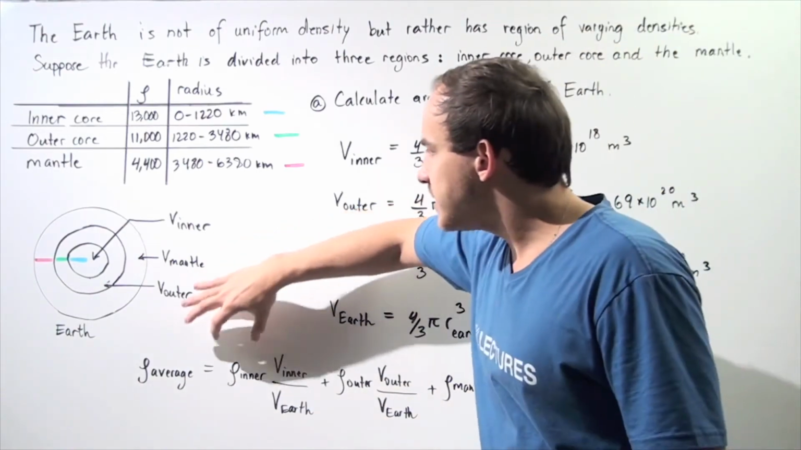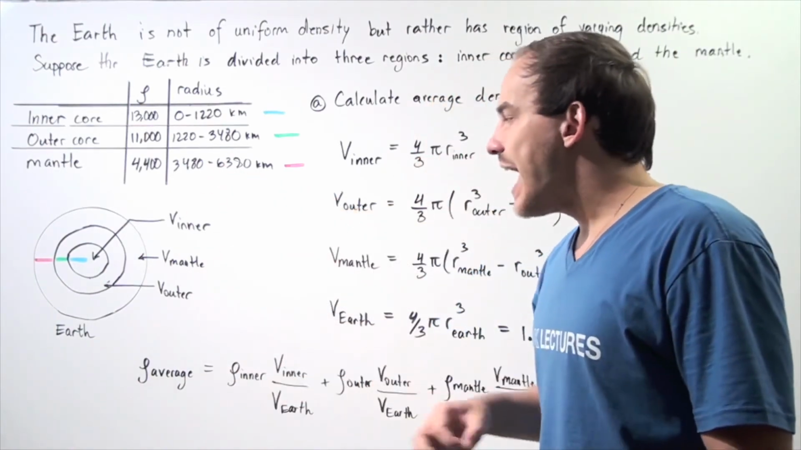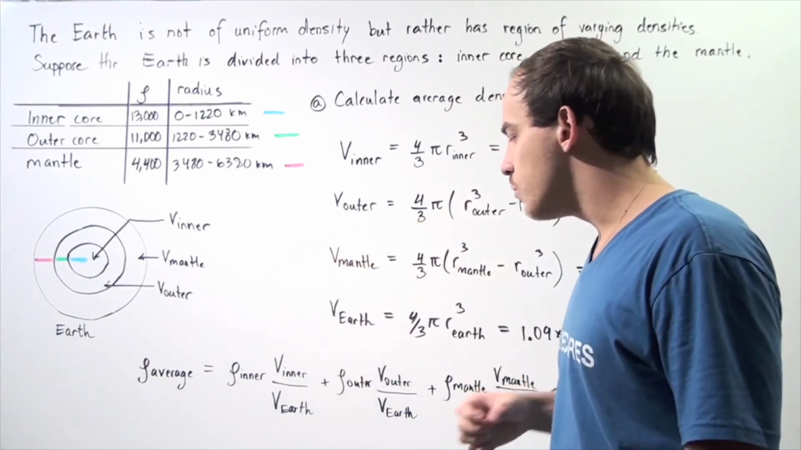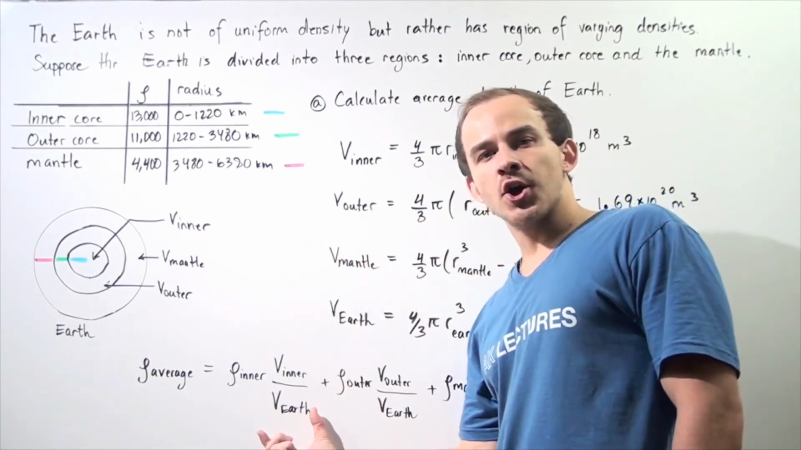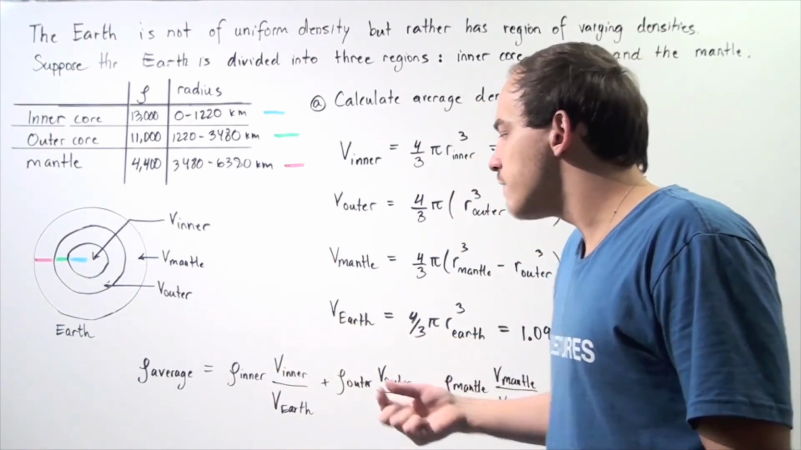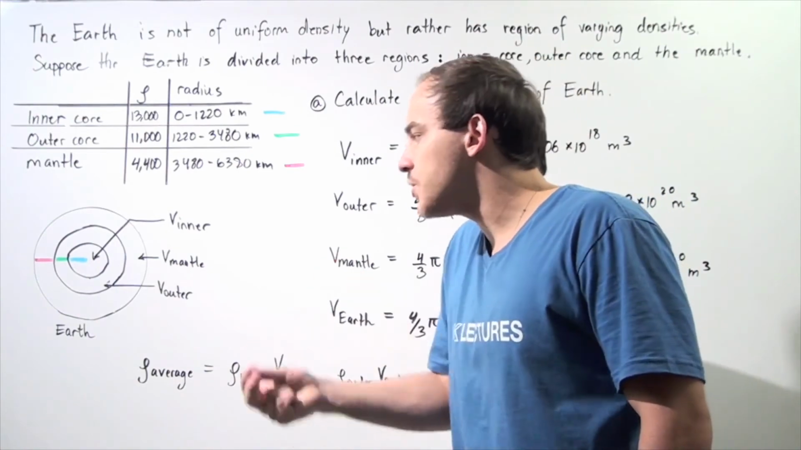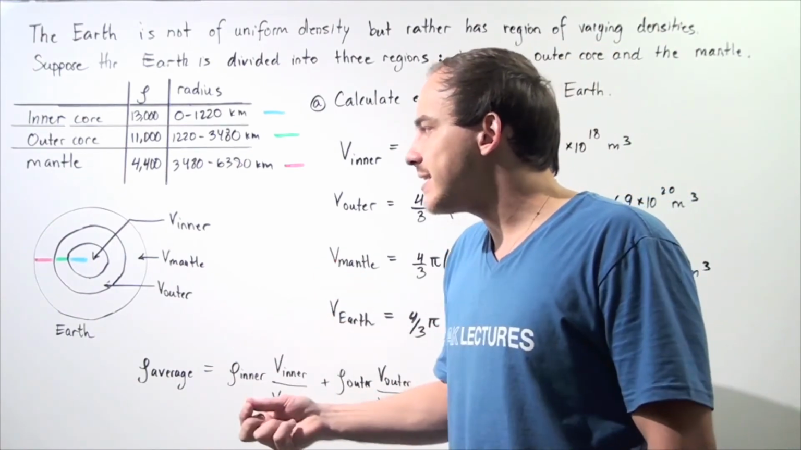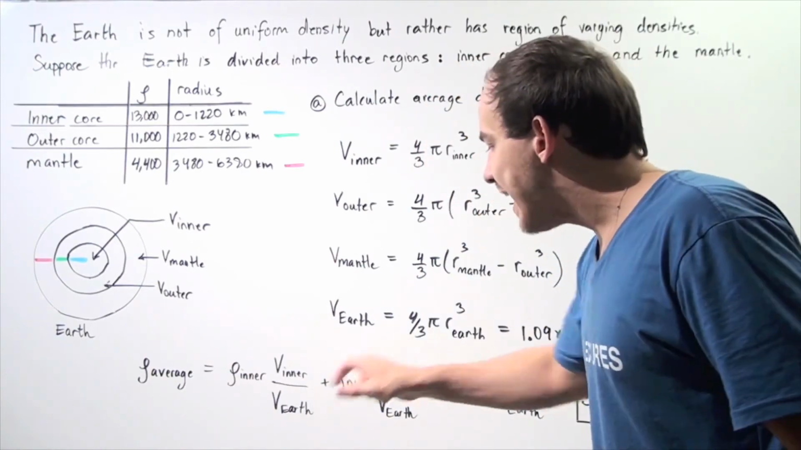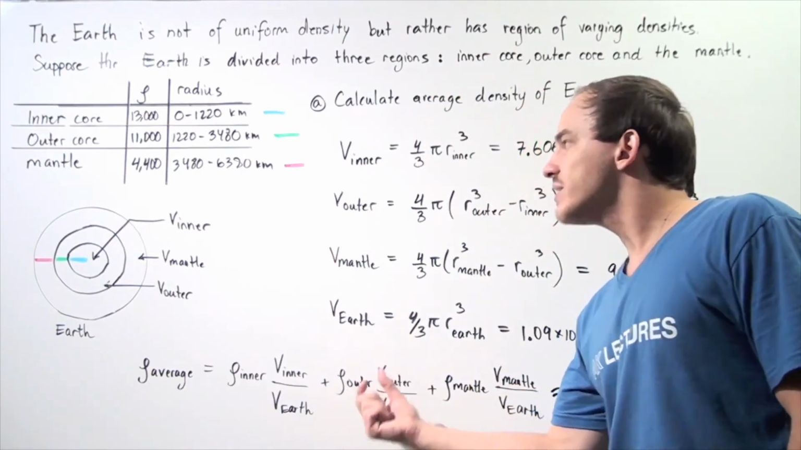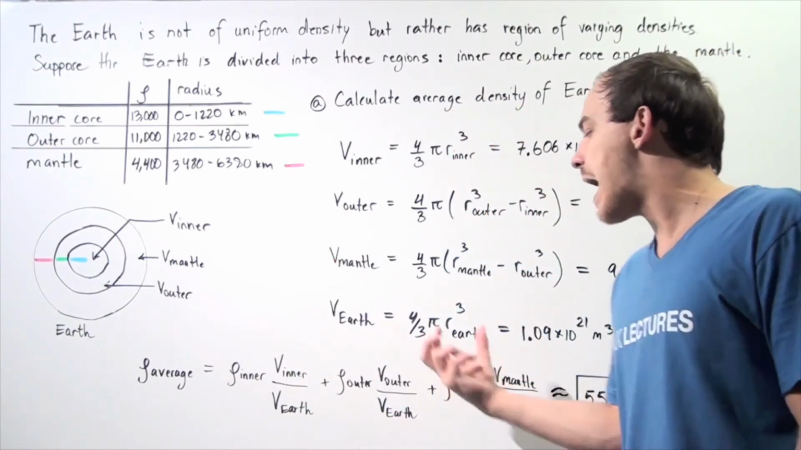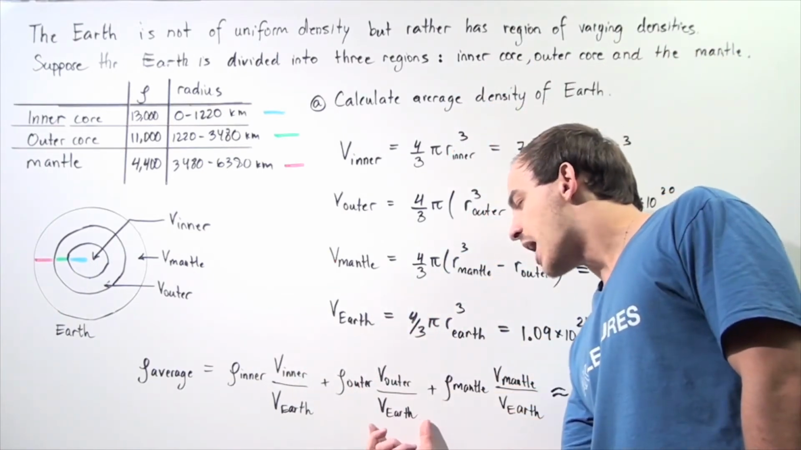So we take our density of the inner region and multiply it by the ratio of the inner volume to the actual volume of the Earth. So this fraction will tell us how much of the inner density is contributed to the average density of the Earth. So we add that to, well, we take our density of the outer region and multiply it by the fraction of the outer volume to the actual volume of the Earth.